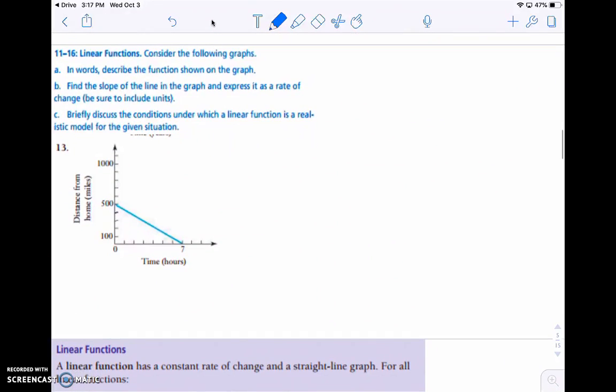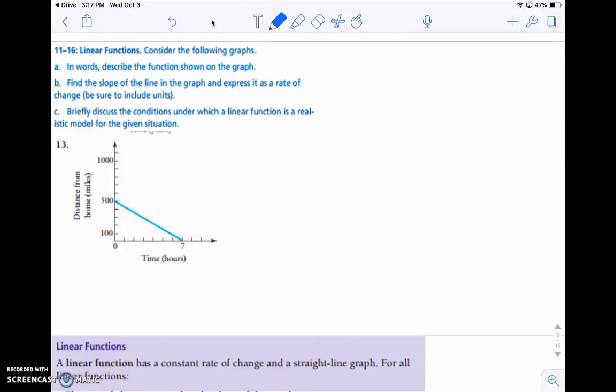So let's look at some examples here. We're going to consider the graph on number 13. In words, we're going to describe the function. We're going to find the slope of the line, express it as a rate of change. We're going to want to make sure we put our units in here. When we're talking about a model, we want units. We want more than just a number, but we want to identify what that number represents. And then we're going to briefly discuss the conditions under which a linear function is a realistic model for the given situation.